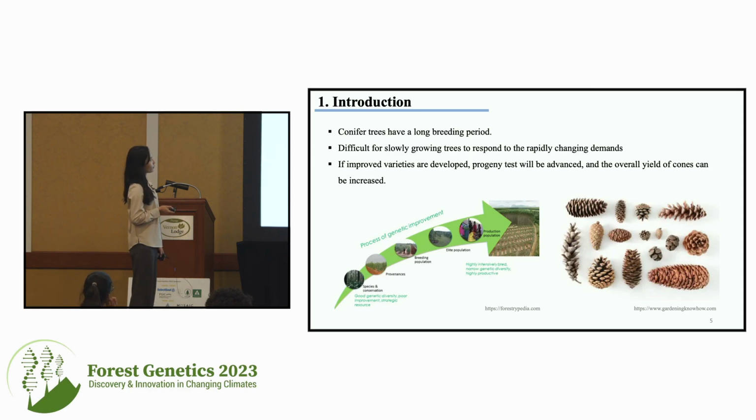Conifer trees have a long breeding period, so it takes decades to develop new varieties by traditional breeding methods. As such, it is difficult for slowly growing trees to respond to rapidly changing demands. If improved varieties are developed, for example, by inducing early cone development, progeny tests will be advanced and the overall yield of cones can be increased.